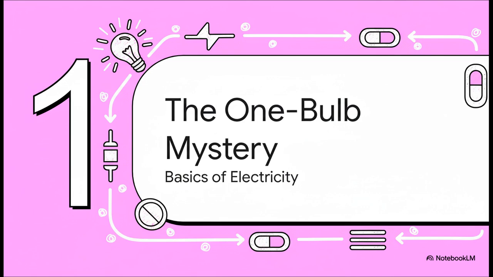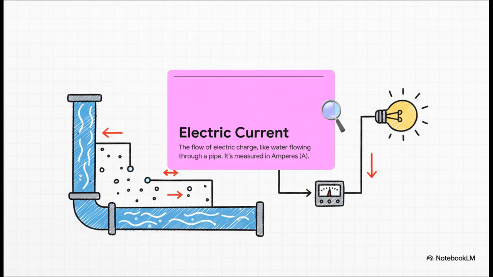So to figure out why one little bulb can cause so much chaos, we need to go back to the absolute basics of how electricity even moves. And it all starts with something called current. So the first concept we've got to get our heads around is electric current. And honestly, the best way to think about it is just like water flowing through a pipe. It's a flow of electrical charge, and we measure how much is flowing using a unit called amperes, or you'll usually just hear it called amps.